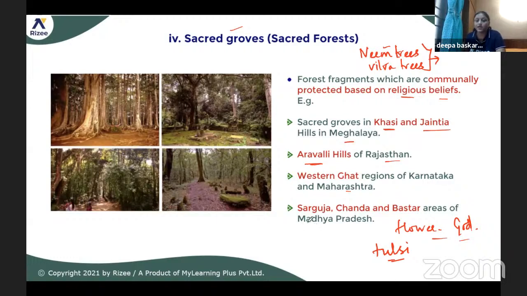Others are Sarguja, Chanda and Bastar areas of Madhya Pradesh, central India. Sarguja, Chanda and Bastar in Madhya Pradesh, Western Ghats in Karnataka and Maharashtra, Aravalli Hills of Rajasthan, and Khasi and Jaintia Hills in Meghalaya. Clear? You have to remember all these terms. These are the fourth type of in-situ conservation. As such, organisms live in their habitat and we are protecting them, either trees or birds or animals or insects, anything.